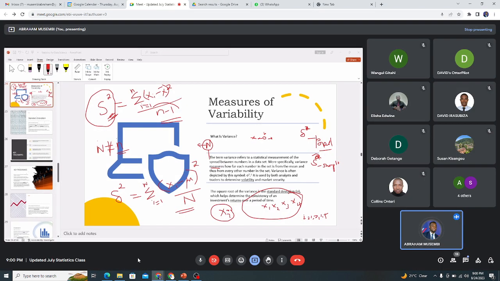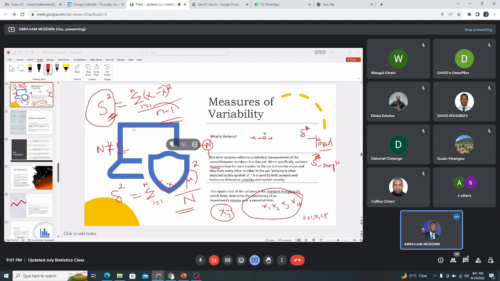I hope that point was clear. By a show of thumbs up, if you got the point: why we are not using n only, but we are using n minus 1, more so when we are talking about sample size. Then when we talk about population, we use only n.